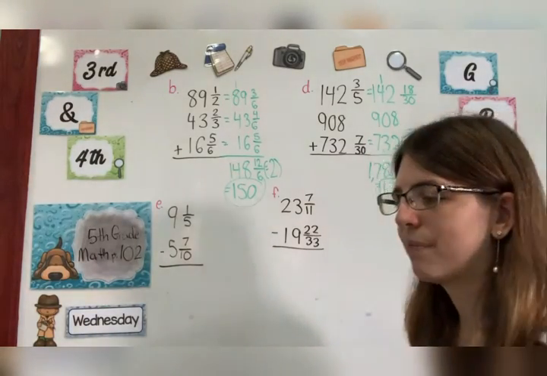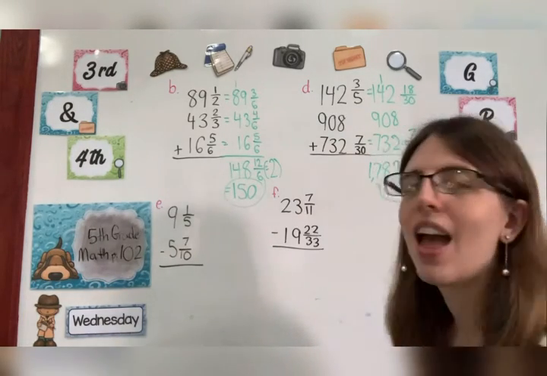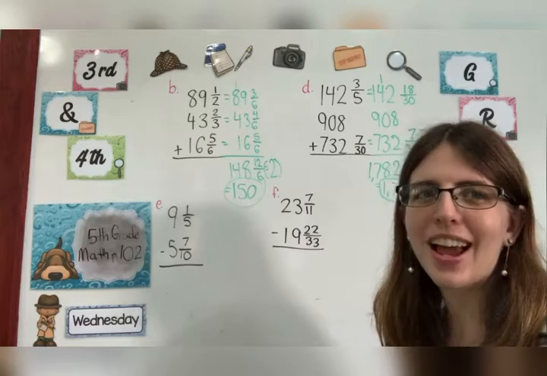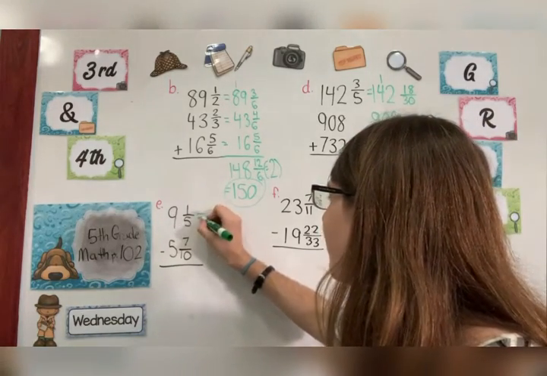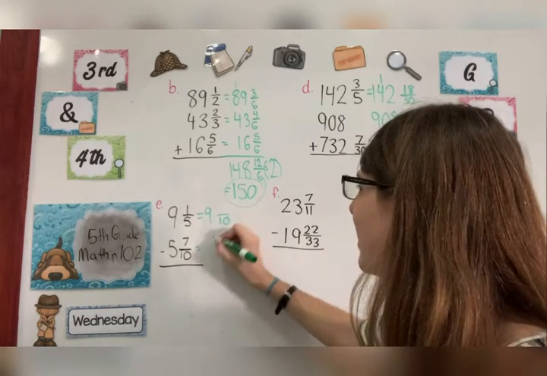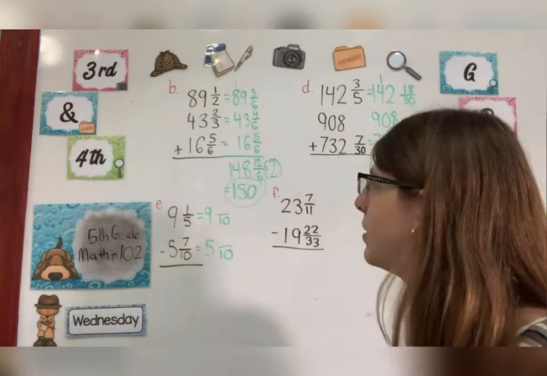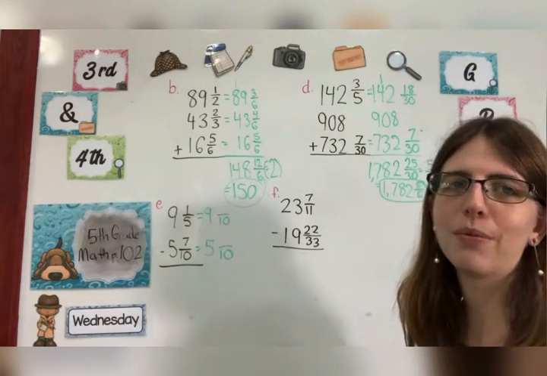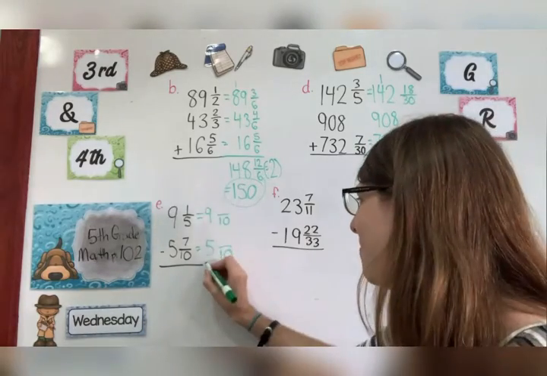Letter E is 9 1/5 minus 5 7/10. Again, I'm going to start by making sure I have a common denominator. What would be the least common denominator for 5 and 10? Oops, I filled it in on the board for you. Well, that was an easy one, gave it to you. Your least common denominator is 10.